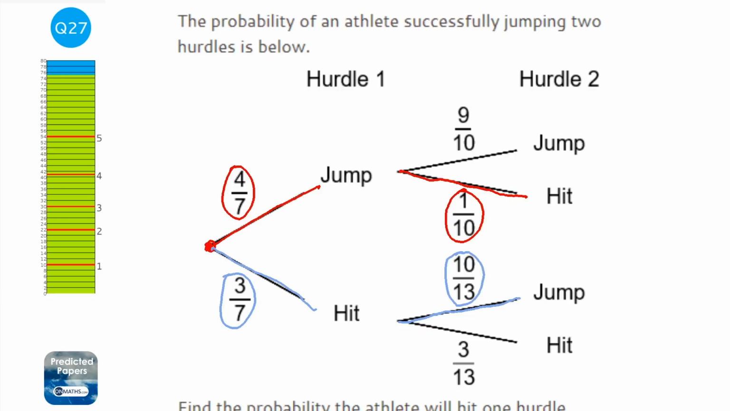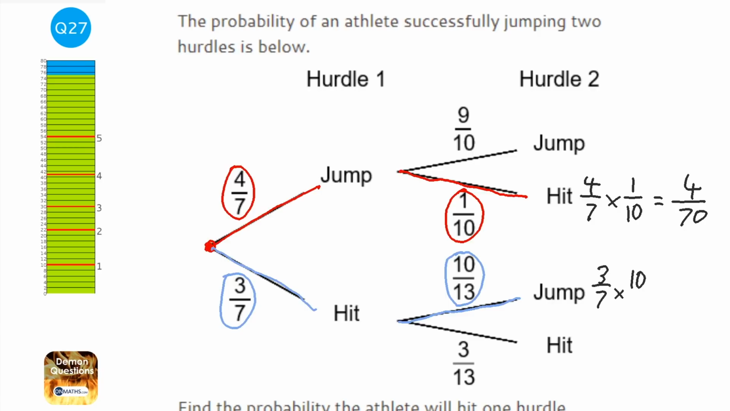Okay, what we need to do next is work out the probabilities he will jump the first one then hit the second one. So we just get the 2 fractions and times them together. So that would be 4 over 70. No need to cancel at this point. Okay, and let's work out the probability you hit the first one and then jump the second one. So that's 3 over 7 times 10 over 13. So that's going to be 30, and then I could do this on the calculator or just do it in my head, over 91.